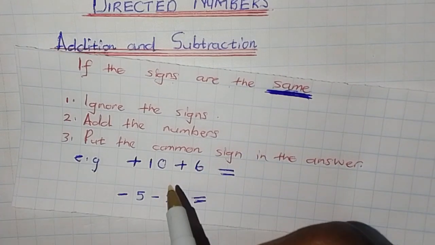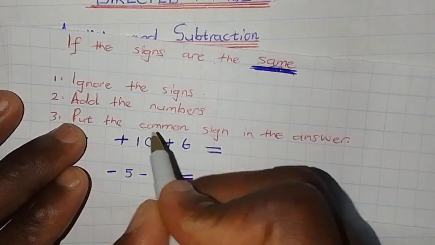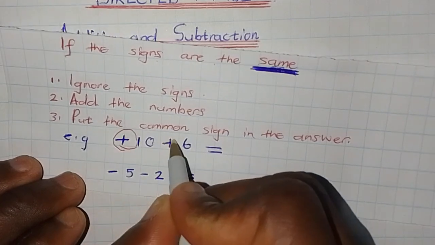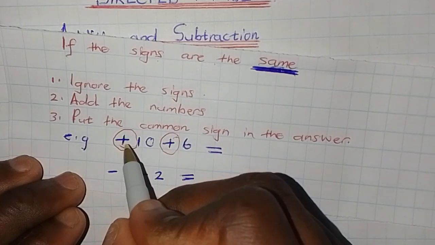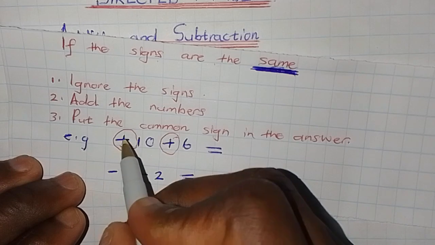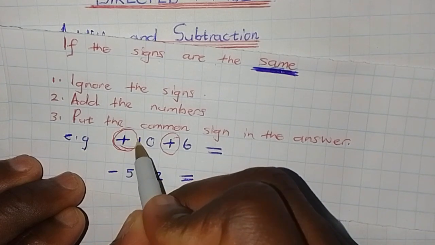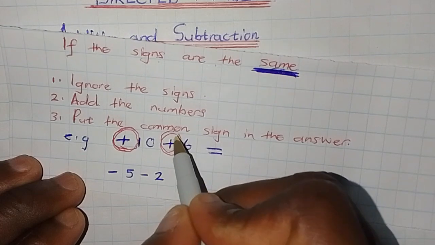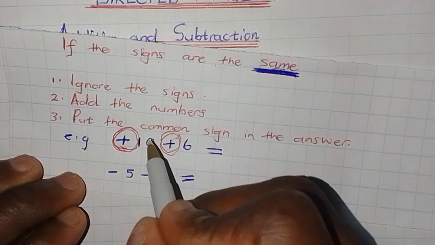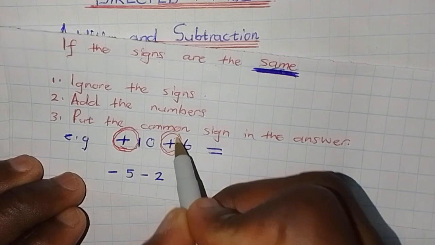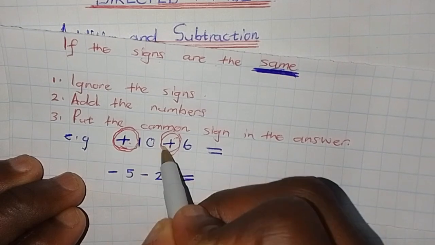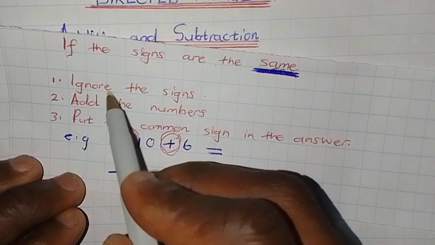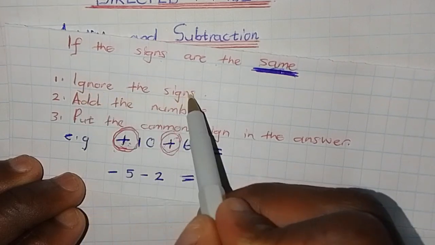What do I mean by the signs are the same? You can see in this scenario we have positive 10 and positive 6. It's basically 10 plus 6. The first sign here is positive and the second sign is positive. So we can clearly see that the signs are the same. If the two signs are the same, you simply have to first ignore the signs.